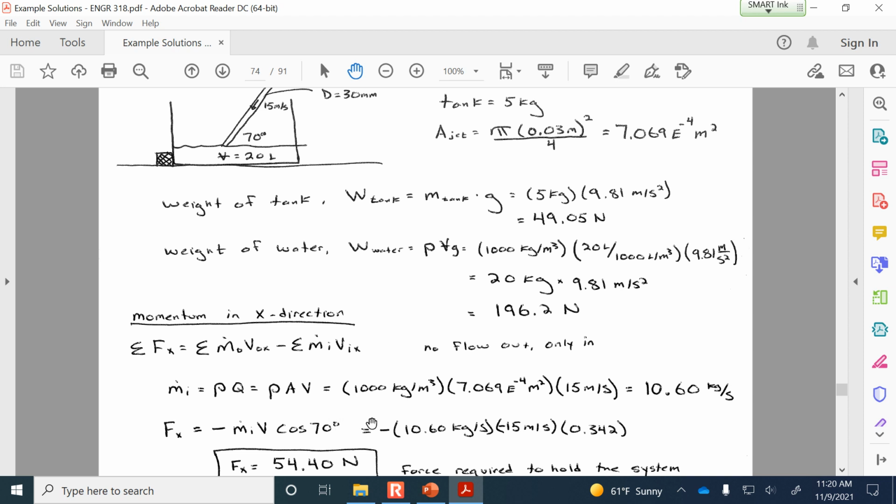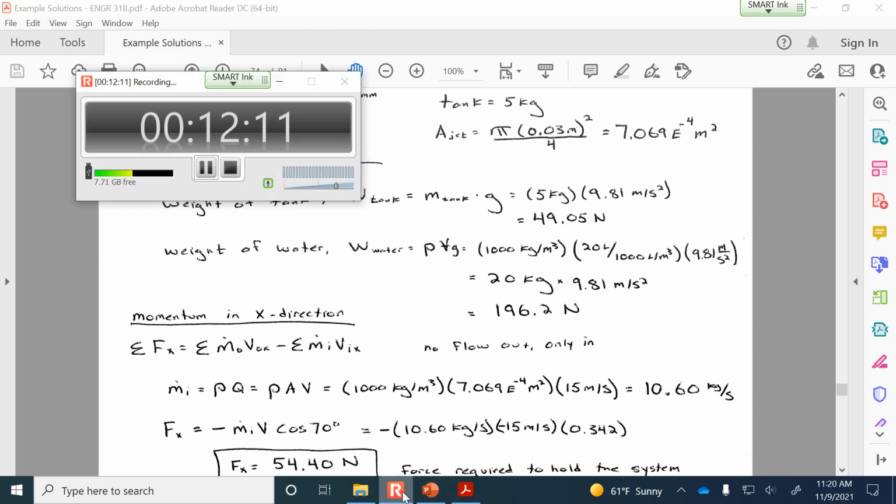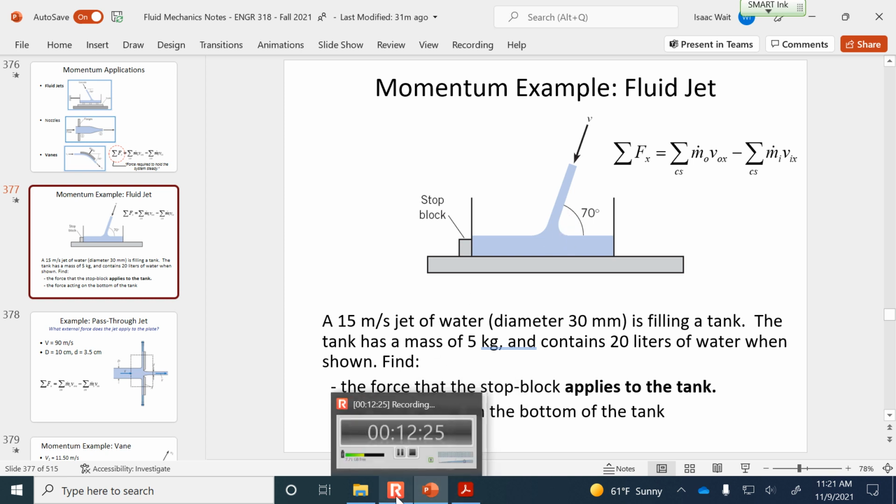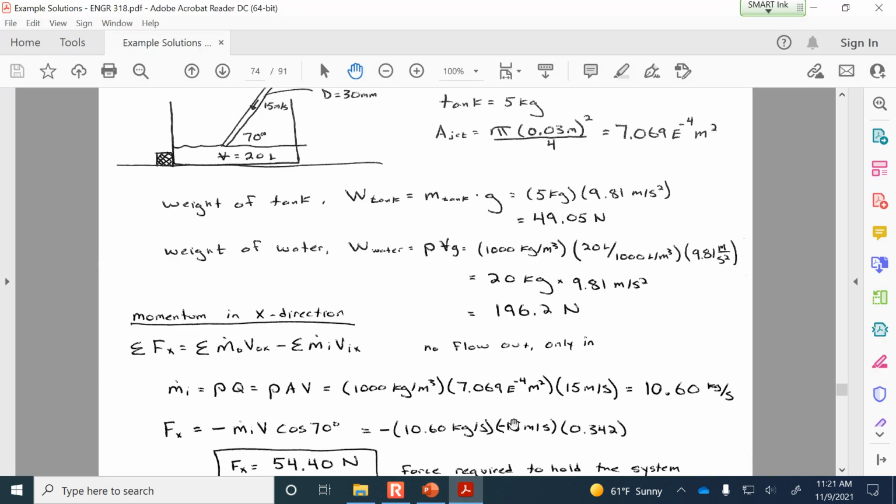So a cosine of 70, you can see from the figure, if we just look at it, that most of that stream is vertical. Only a relatively small fraction of it is in the horizontal direction because 70 degrees is pretty close to 90 degrees. So it would make sense that only 34.2% of that stream is in the x direction. So that's what the cosine of 70 tells us.